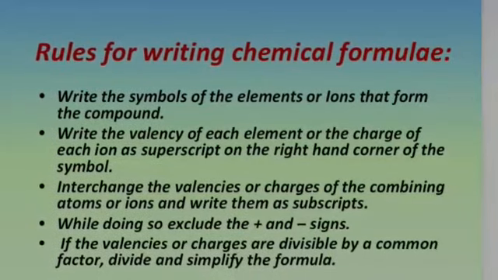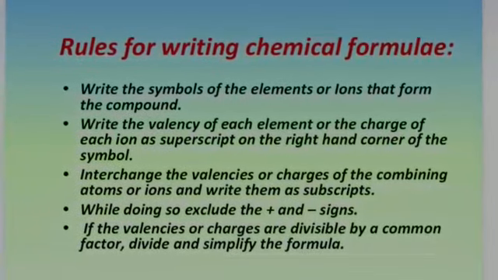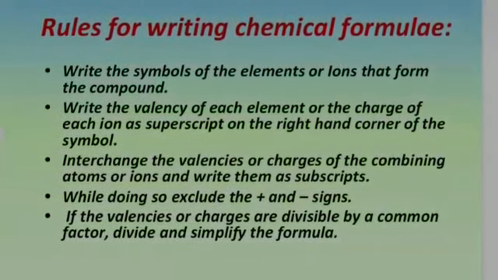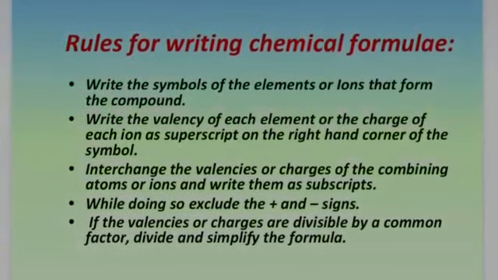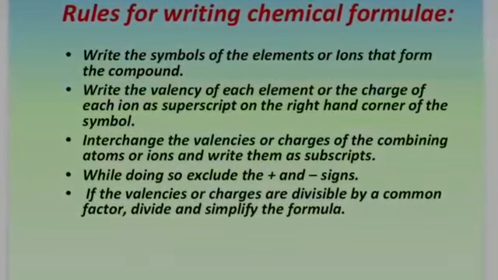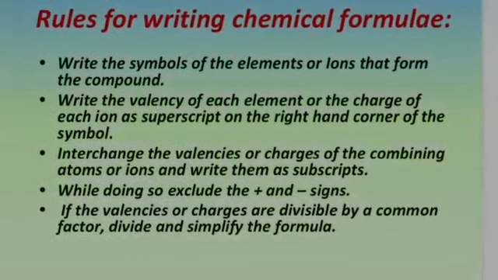Here are the rules for writing down the chemical formula. We first write down the symbol of that element or ion that forms the compound. Write down the valency of each element or the charge of each ion as superscript on the right hand corner of the symbol. Interchange the valencies or charges of the combining atoms or ions and write them as subscript. Note, while doing so, exclude the plus and minus signs. If the valencies or charges are divisible by a common factor, then divide and simplify the formula.